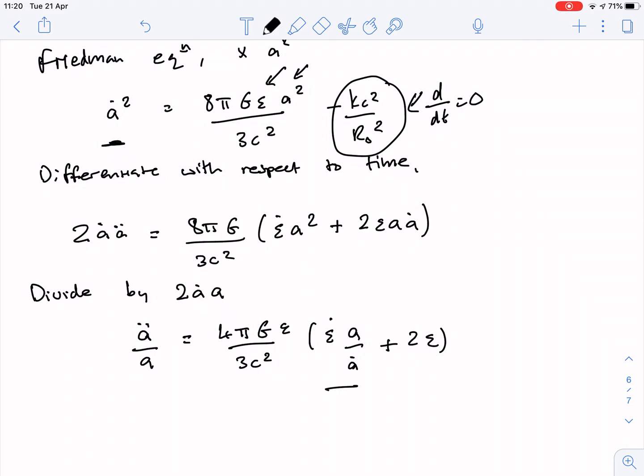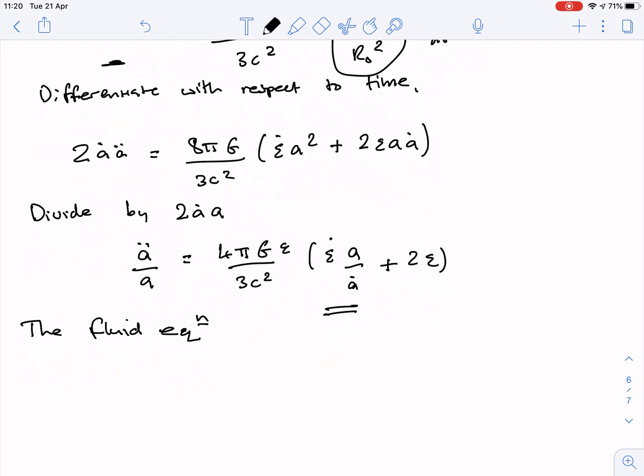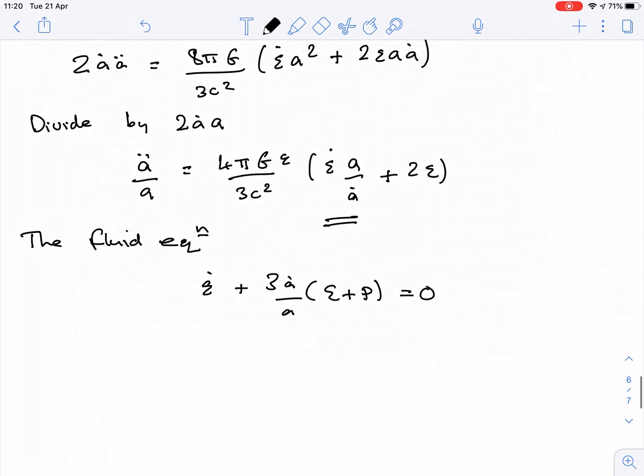And then this bit here, well, this looks a little bit familiar because these are terms that are in the fluid equation. And so the fluid equation says the following. It's above us anyway, but I'll write it down here. Epsilon dot plus 3 a dot over a (epsilon plus p) equals 0. Or epsilon dot a over a dot equals minus 3 (epsilon plus p).